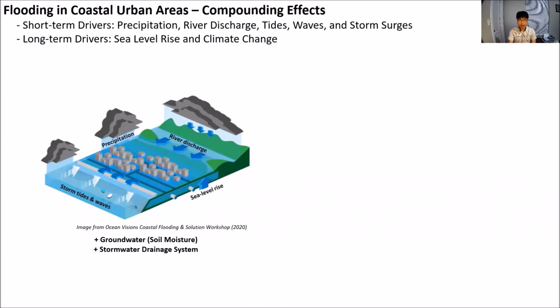There are multiple flooding drivers at different time scales. The short-term drivers include hydrologic drivers such as precipitation and river discharges. And from the ocean interface, there are tides, waves, and storm surges. In the long term, climate change plays an important role in not only pushing up sea levels and groundwater tables, but also modifying the hydrologic water cycles, for example, precipitation. Also, in an urban area, the stormwater drainage system influences the degrees of flooding.